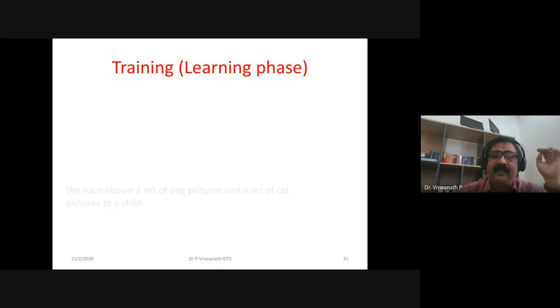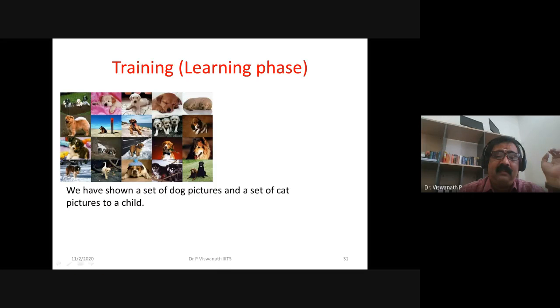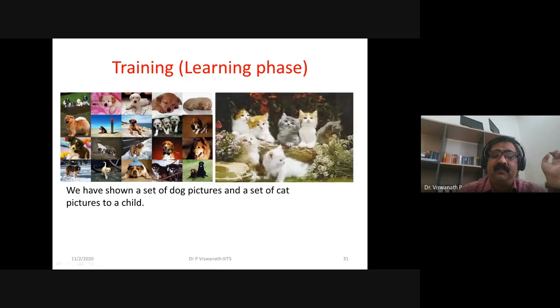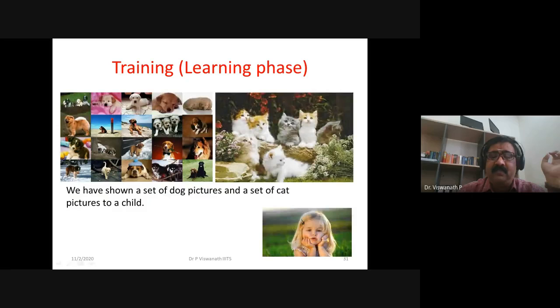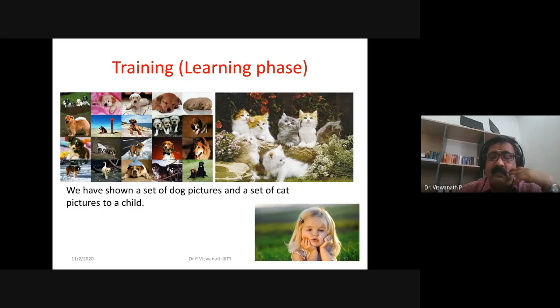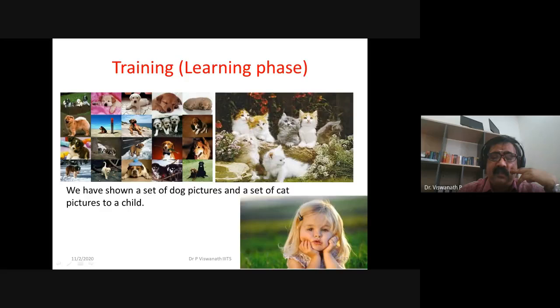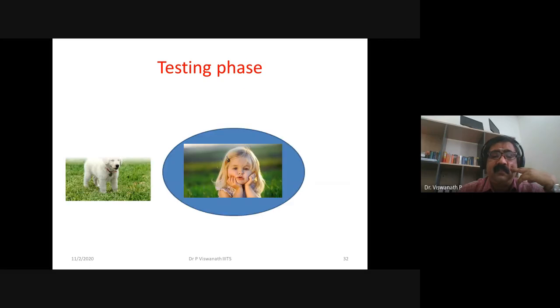Supervised learning means we are given the data with the labels. For example, we give dog pictures and cat pictures to a child. Then we give the child a new dog picture and ask, what is this? The child is going to say it is a dog. That means the child has learned to discriminate between these two classes.